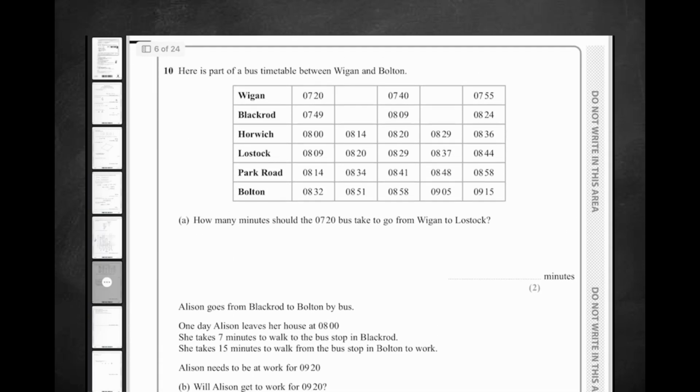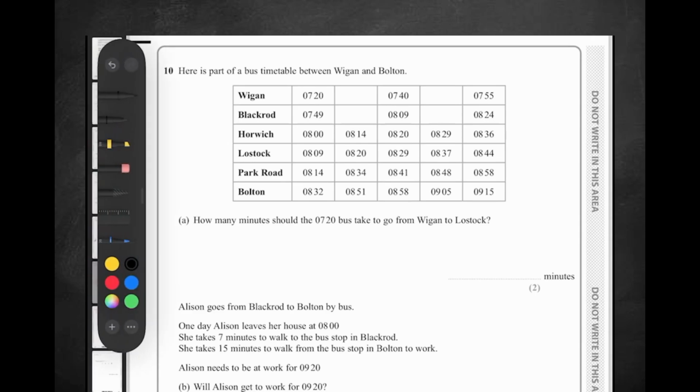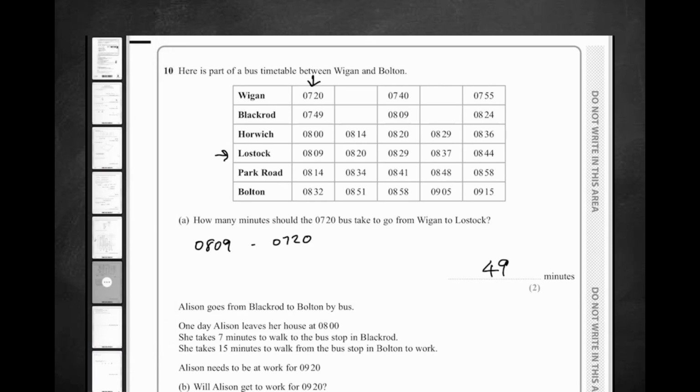Question 10. Here is part of a bus timetable between Wigan and Bolton. How many minutes should the 7:20 bus take to go from Wigan to Lowestoft? So the 7:20 bus is this one here. So we're going from Wigan to Lowestoft. So it is from 0809. It will be when it arrives, and 7:20 is when it left. So that's going to be 49 minutes. 60 minutes in an hour.